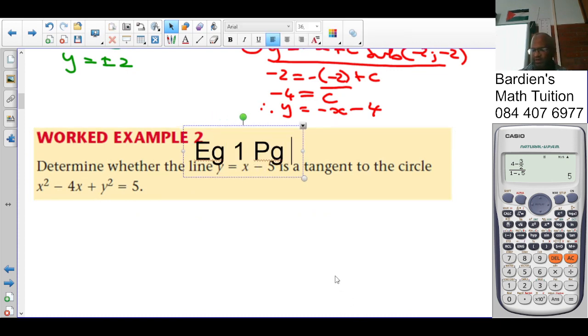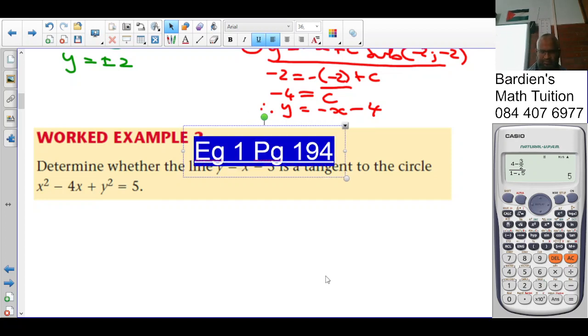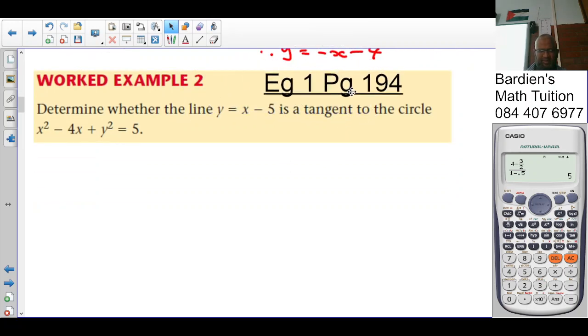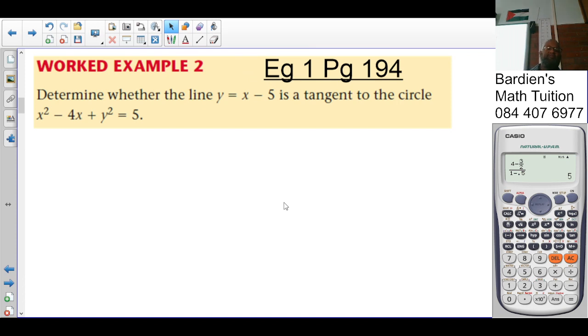What page is this one? 194. Okay, so here we are told, determine whether the line y equals x minus 5 is a tangent to the circle.